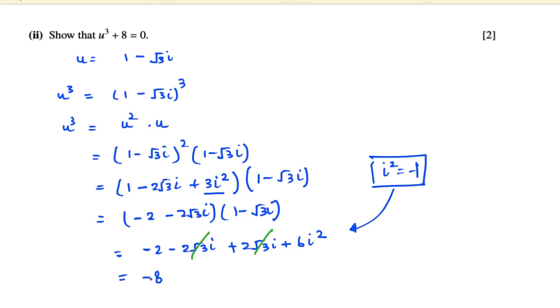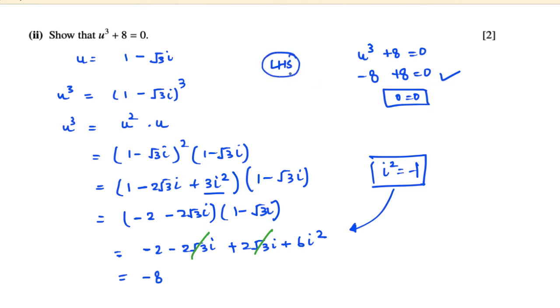Now if you substitute the value of u cube in this equation, u cube plus 8 equals 0, negative 8 plus 8 equals 0, which is valid. Okay, 0 equals 0. Or what we can do here is just start with the LHS and say at the end LHS is equal to RHS, left hand side is equal to right hand side. Okay, this part is done.